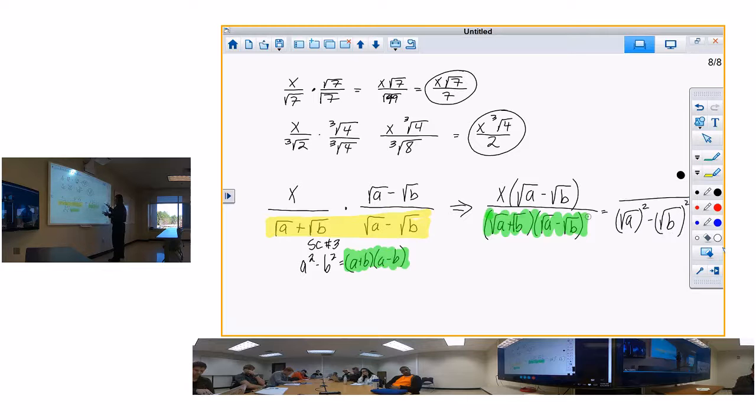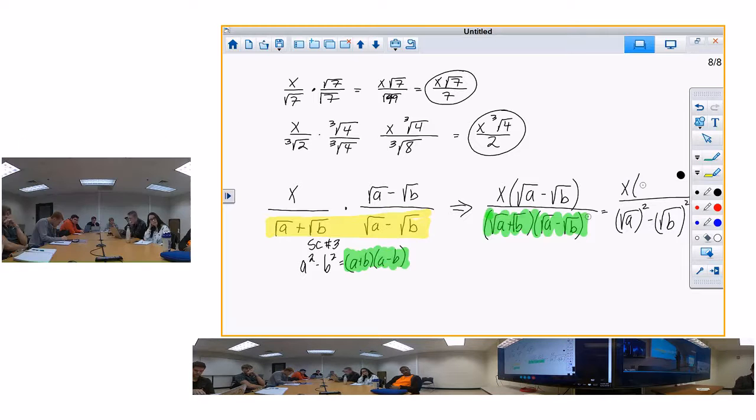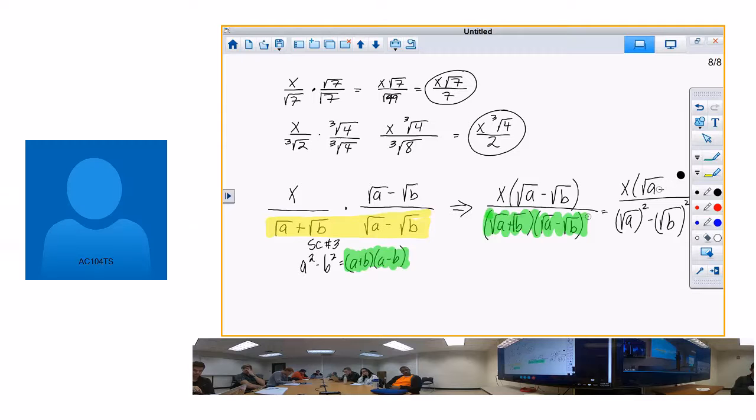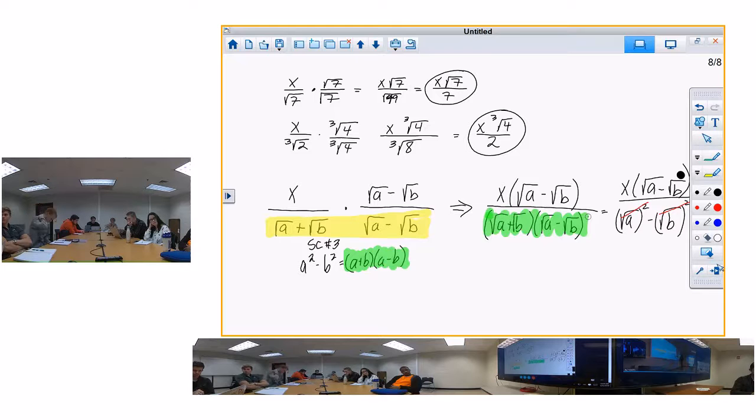We don't care anything about the numerator. It's not rationalizing, so we just rewrite it 5 or 6 times. And what happens to your square and your square root? They cancel. Okay. Now you can do it with the numerator and you can do it with the denominator.